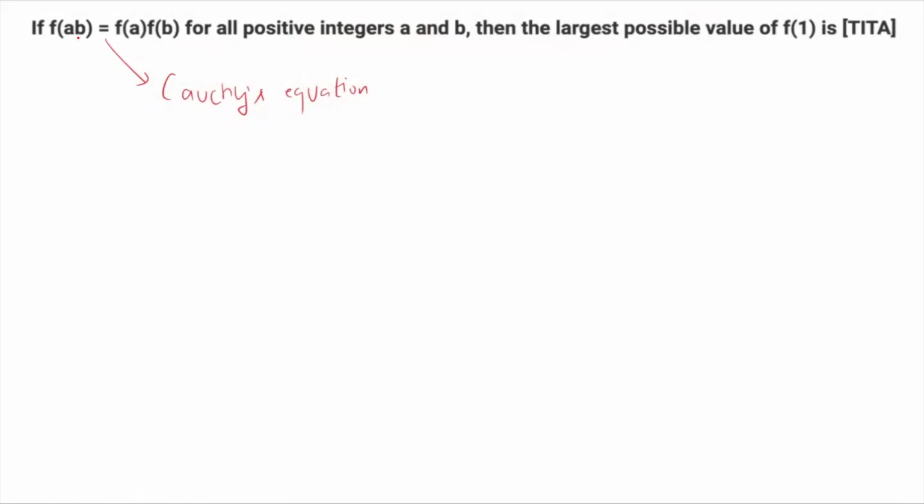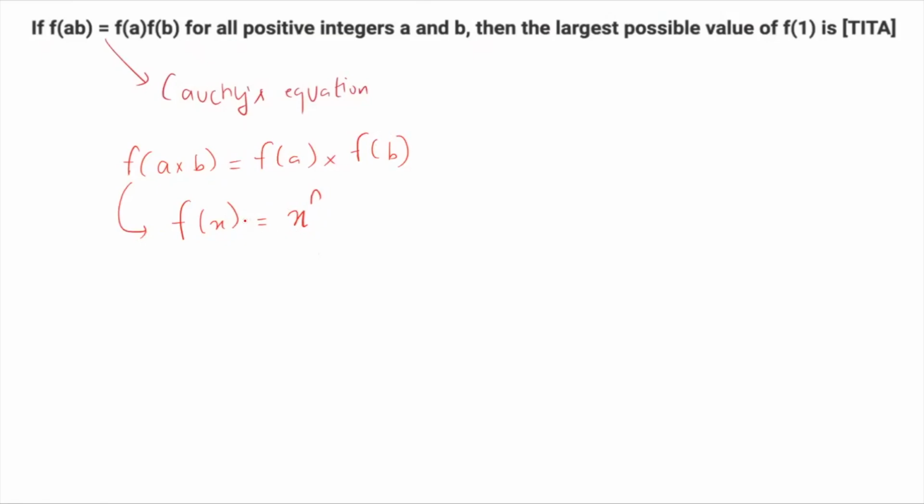Remember guys, whenever you have f of AB is f of A into f of B, the function is of the type f of x is some power of x raised to n. Only then this can be true. For more information, as I've said, you can check out the course. So f of x is x raised to n.